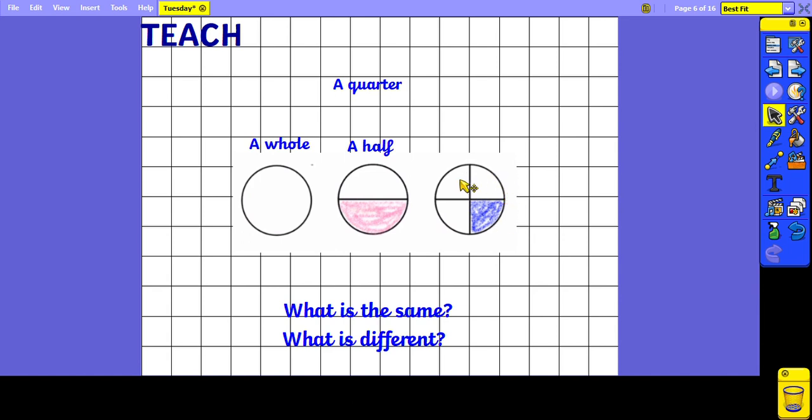Finally, we've got one, two, three, four equal parts, and just one of them has been coloured in to represent a quarter. So what is the same? Well, each time we've got the same size circles. What is different? The size of our halves and quarters are very different. We can see that one quarter is much smaller than a half, and a half is smaller than a whole.